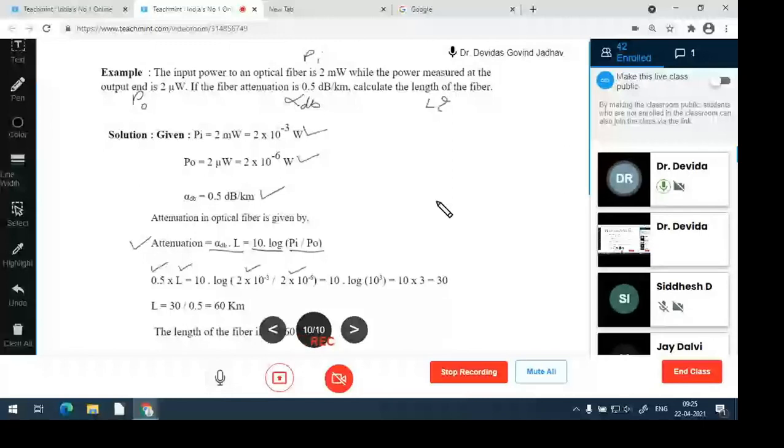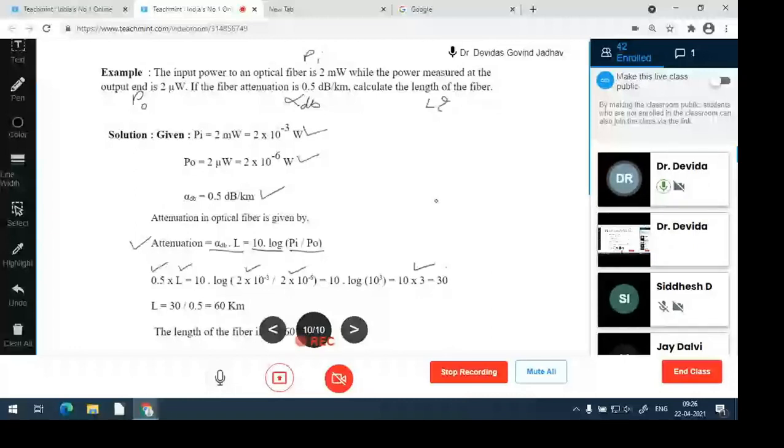Pi is 2 milliwatt, Po is 2 microwatt. 2 milliwatt means 2 into 10 raised to minus 3, 2 microwatt is 2 into 10 raised to minus 6. Cancel the 2. 10 raised to minus 3 divided by 10 raised to minus 6: in the denominator it is 10 raised to minus 6, when it comes into the numerator it becomes 10 raised to plus 6. 10 raised to minus 3 multiplied by 10 raised to plus 6 becomes 10 raised to plus 3. So 10 log 10 raised to 3. Log of 1000 is 3.